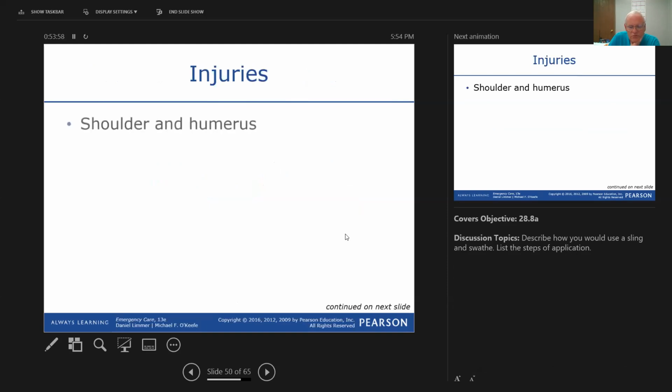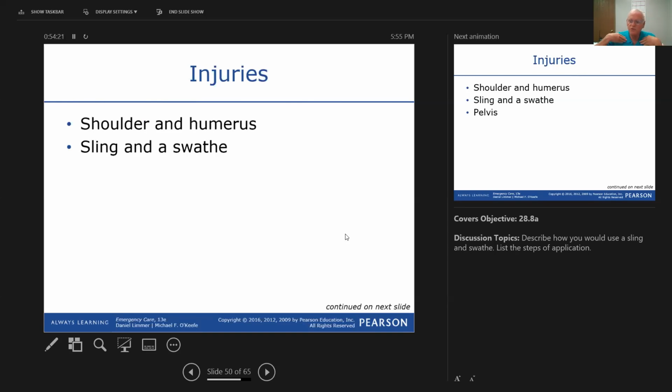All right, some specific injuries. Shoulder and humerus, basically for shoulder dislocations or AC separations, which is acromioclavicular. Clavicular meaning clavicle, collarbone, and acromion is the process of the shoulder blade, the scapula that comes up and meets that area, and that clavicle will pop up.